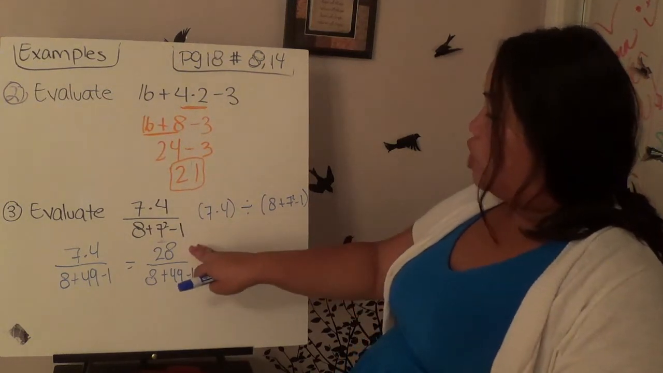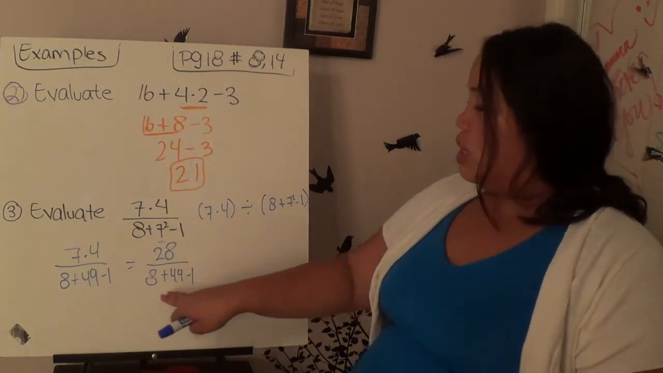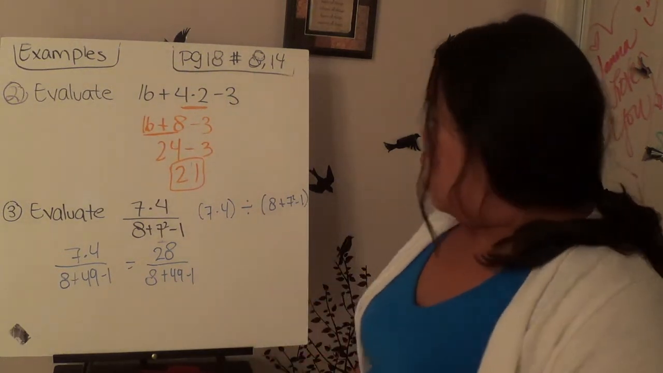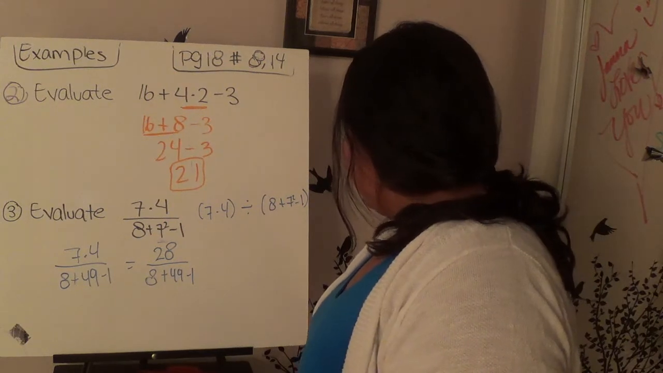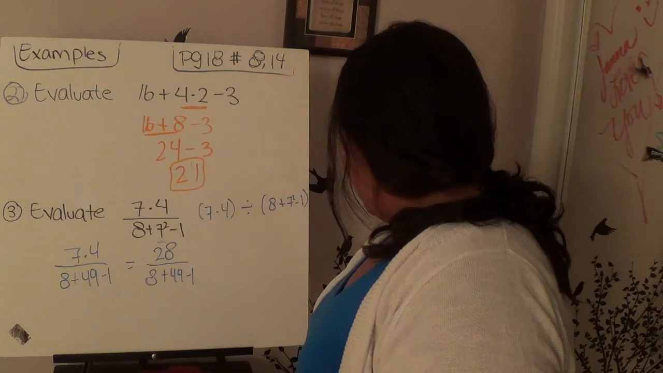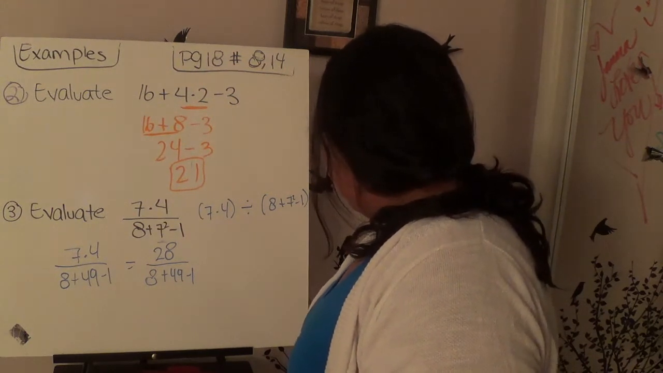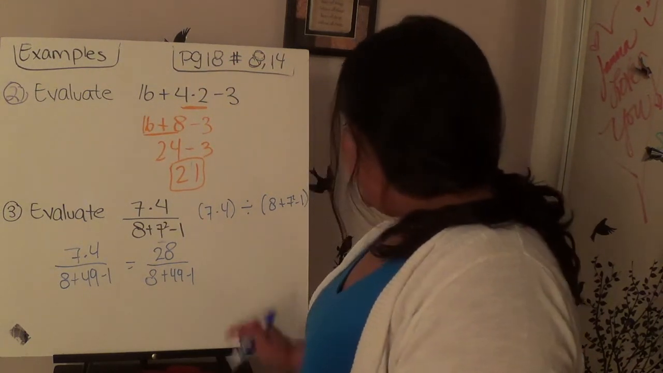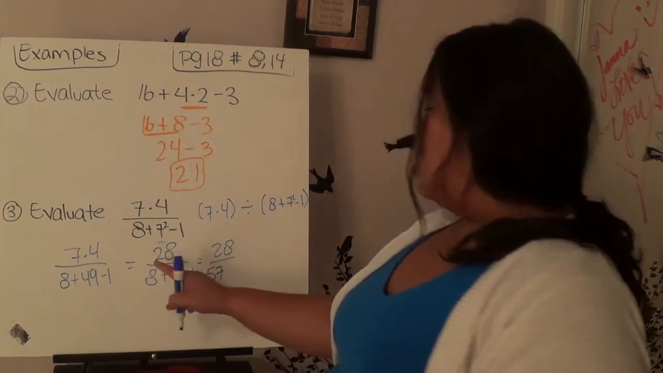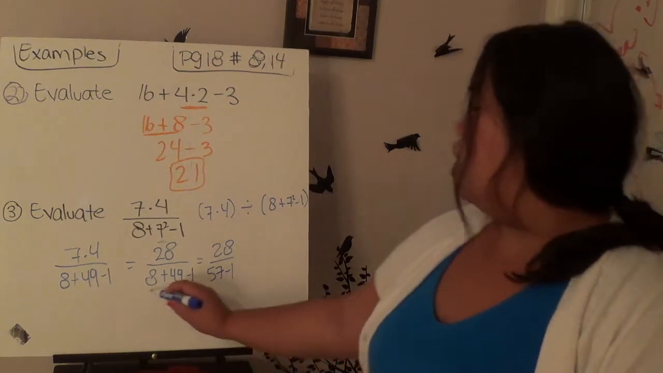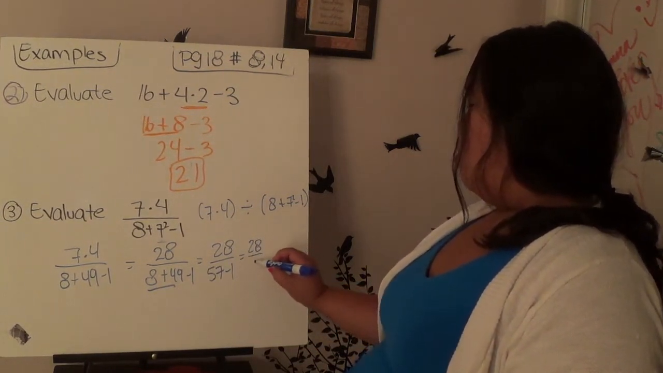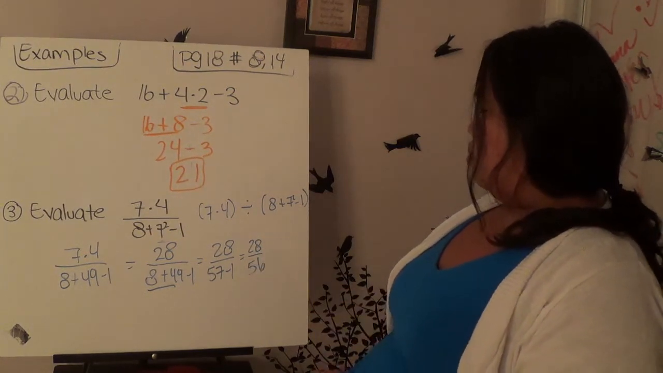So I'm going to solve the top, which I did, and now the bottom. But again, you have a plus and a minus. Which one do I do first? Left to right. So 8 plus 49. It's not giving me the right one. Sorry, guys. 57. So 28 over 57. I still have to continue writing it. Minus 1. Okay, I did this. Then I do this, which gives me 28 over 56.